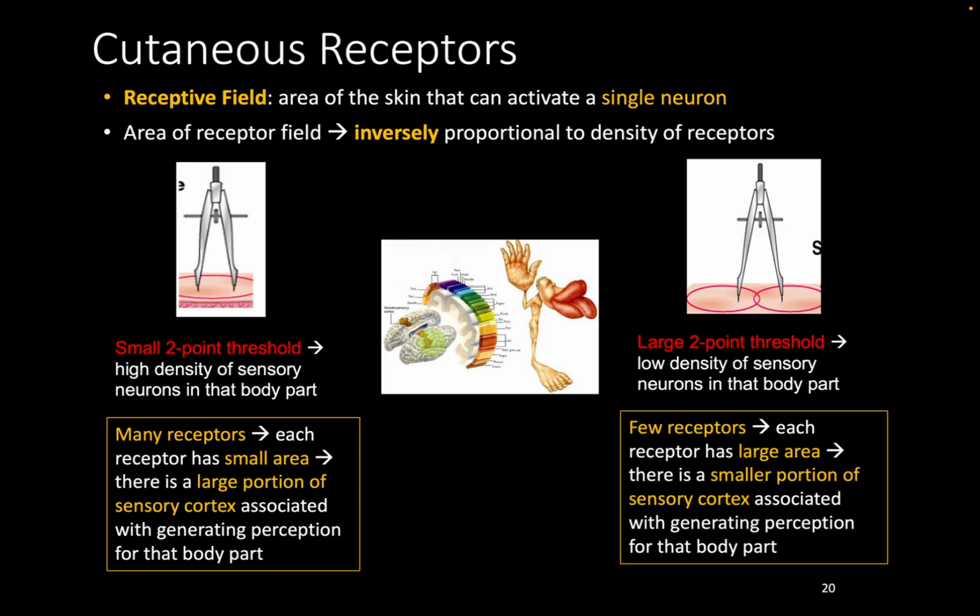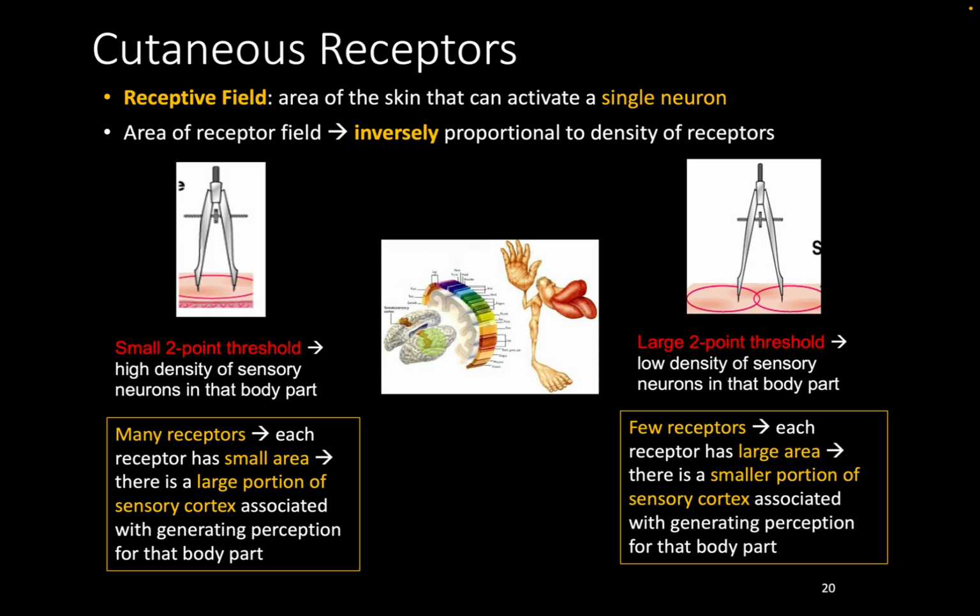Now on the other hand, if you've got a really large 2 point threshold, really big, that means that there's a low density of sensory neurons in that body part. So think of things like your back, the back of your arm. Those aren't very sensitive areas. That's because there's not a lot of sensory neurons there.